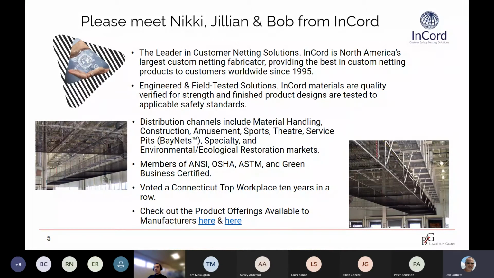And I'm going to butcher this, Nikki, so I'm going to let you guys jump in. But essentially, from a manufacturing perspective, germane to some of the customers and prospects on the phone, InCord makes safety nets that help customers do material handling, that will help you in construction and safety, and in various specialty pieces you see from some of the pictures, to capture falling debris or falling people, I'm guessing, Nikki, as we go through this.